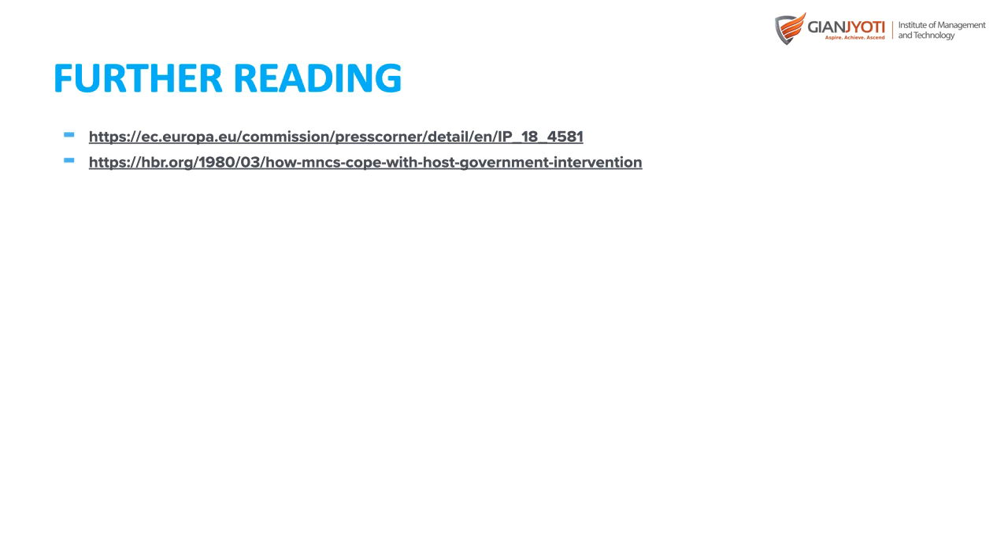These are 2 further reading references I would like to provide. The first one is if you want to go into the details of that case study that we discussed about the European Commission, where they put the penalty on Google. Number 2 is the Harvard Business Review article, which was by C.K. Prahalad way back in 1980, on how MNCs cope with the host governments in different countries. So that is about government intervention. Interesting article. You can go through these.